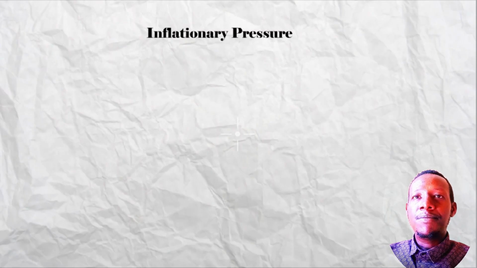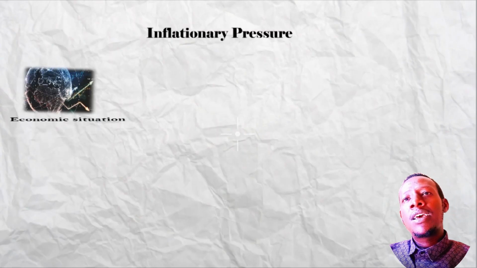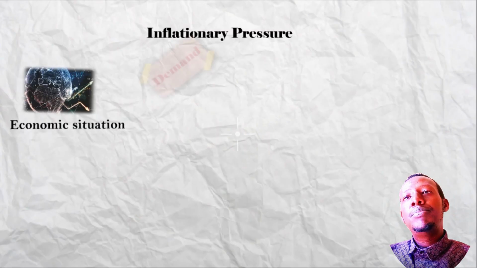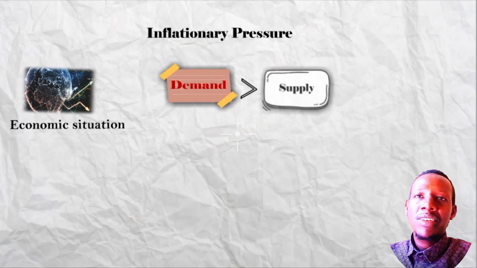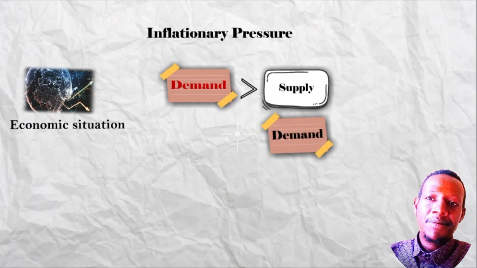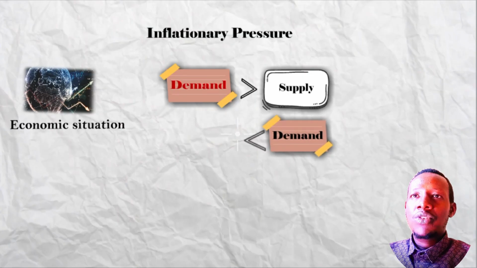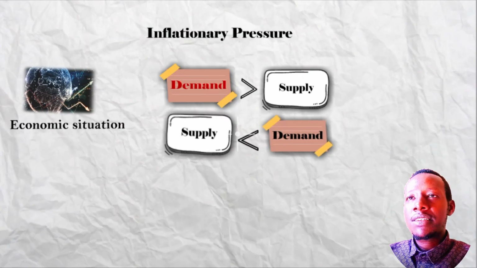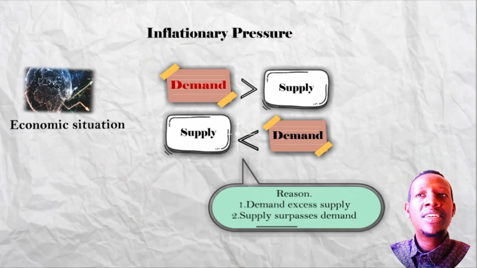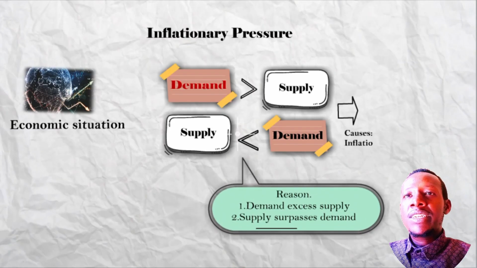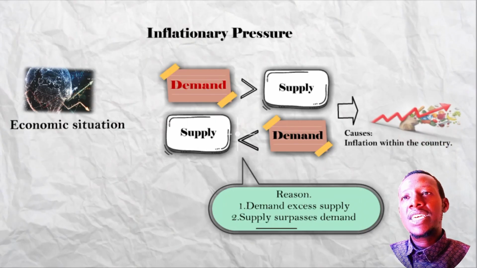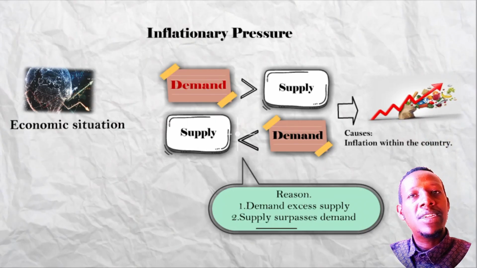So according to Keynesian economists, government spending should be counter-cyclical. When there is inflationary pressure in the economy, the government should cut down on public expenditure and it should go for a surplus budget. On the other hand, when there is a recession, the government should increase public spending.